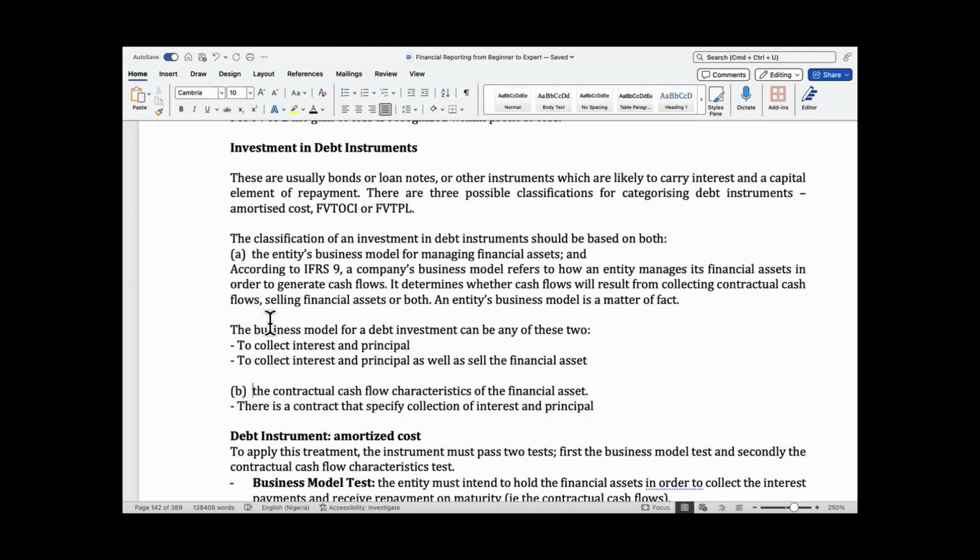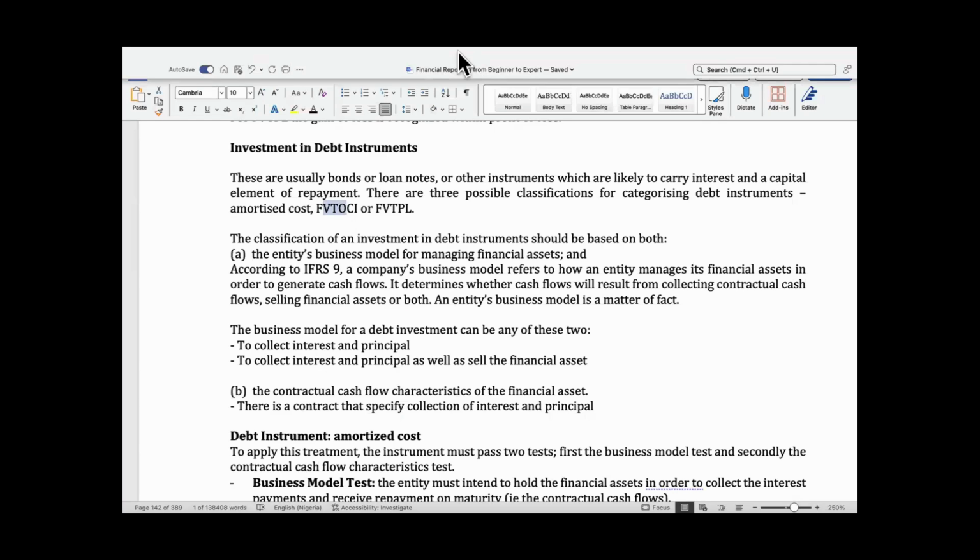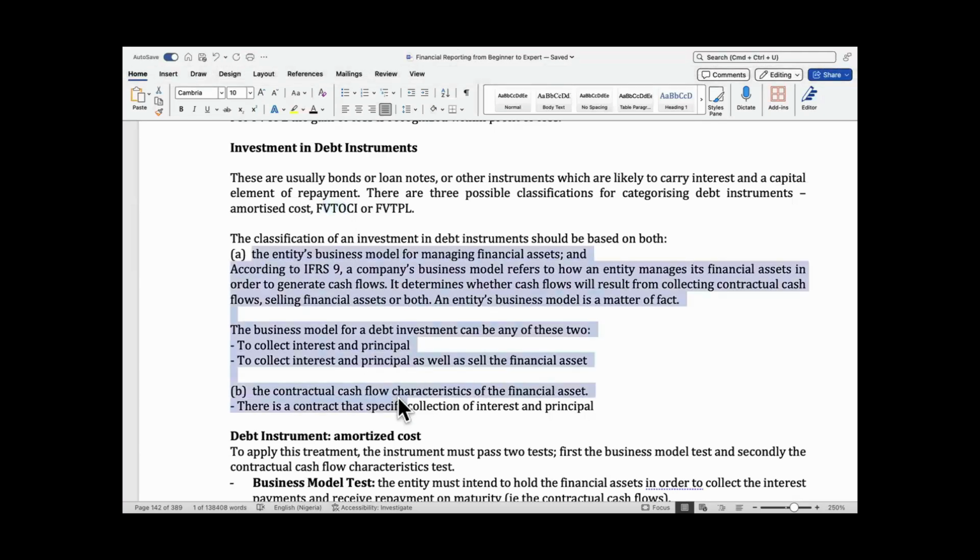So in your exam, what ultimately determines classification that ICAN exams will ask you is the business model. Now, since we have three classifications from what I've told you up here, amortized cost, fair value through P&L, fair value through OCI, what will inform you to classify at amortized cost? What would inform you to classify at fair value through P&L? What would inform you to classify at fair value through OCI? It's these two bases, right?